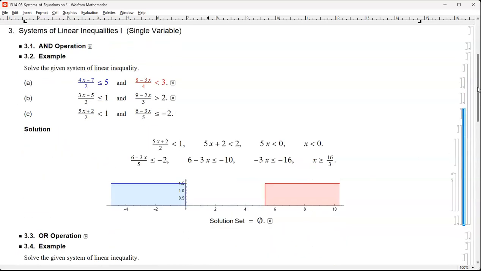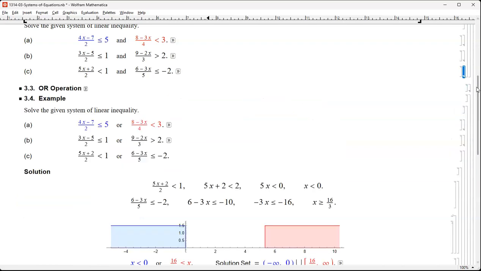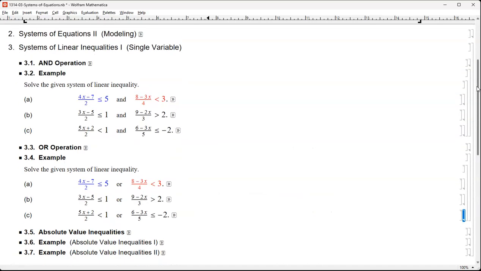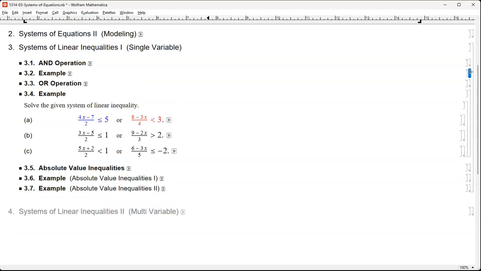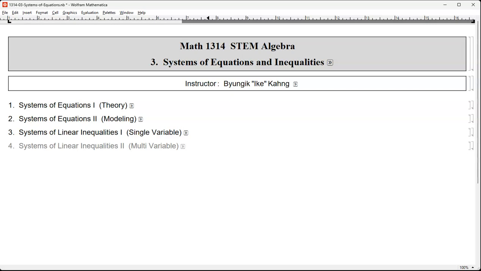Previously, we took the intersection, so covered by both, that was the empty set. But this time we have two separate intervals. So we can have empty set for and we can have everything for or. And then in general we have one or the other. Okay, that's how we can combine two or more inequalities together and form a system of linear inequalities.